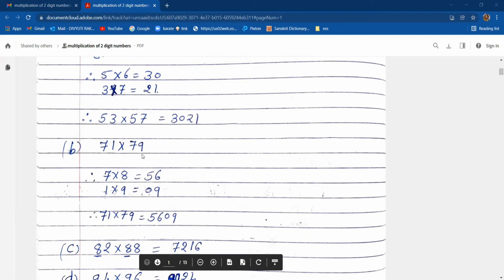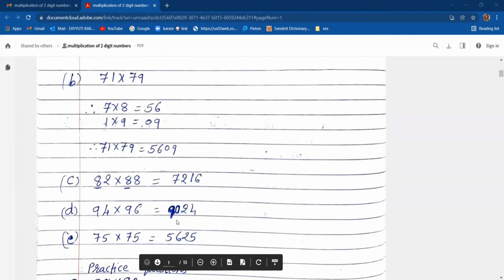Now 71 into 79. Here also you can see 9 plus 1 will give you 10 and 7 is at the tens place. So 7 will multiply with its next consecutive number, that means 8. So 8 sevens are 56 and 9 ones are 9. Now 9 is a single digit number. A condition is that both parts must have two digits, so you will write 09, right? So the answer will be 5609. Now I think you all understand what to do.